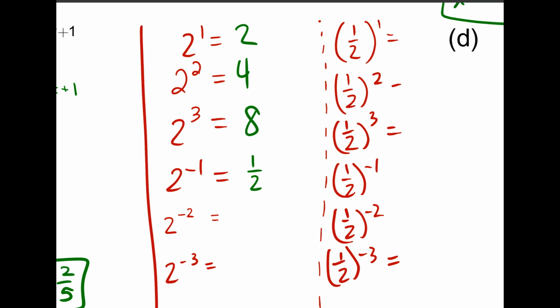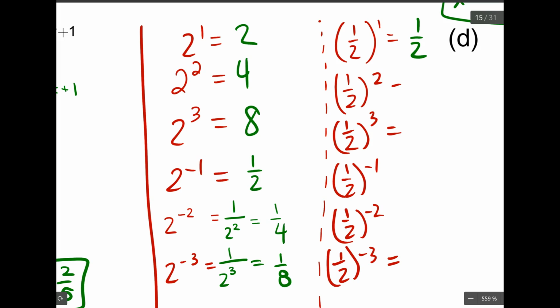2 to the negative 2. That's 1 over 2 squared, which is 1 over 4. 2 to negative 3. That's 1 over 2 to the third, which is 1 over 8. Okay, if I do 1/2, what's 1/2 to the first power? 1/2. 1/2 squared. That's 1/2 times 1/2, which is 1/4. 1/2 cubed.